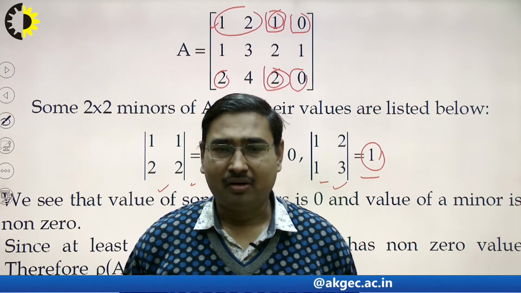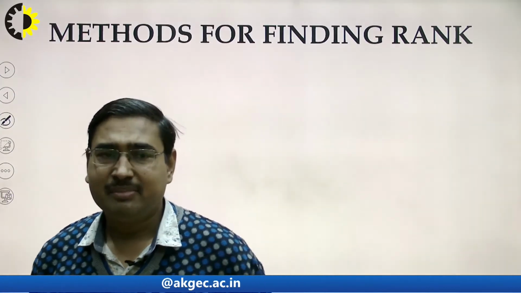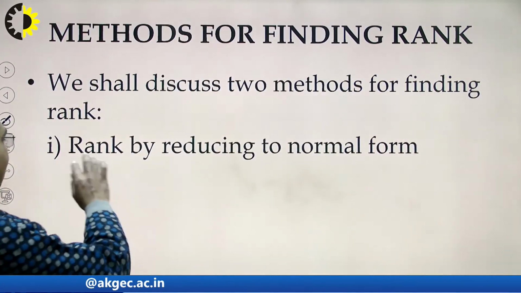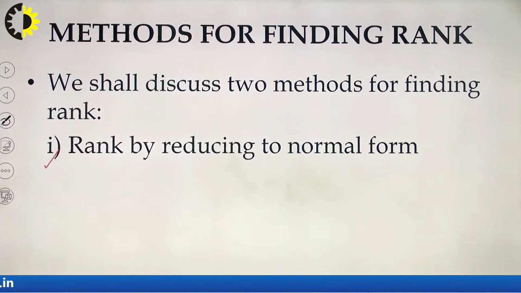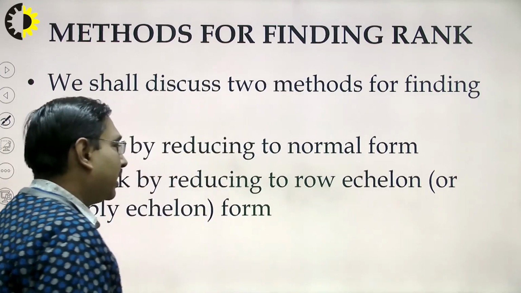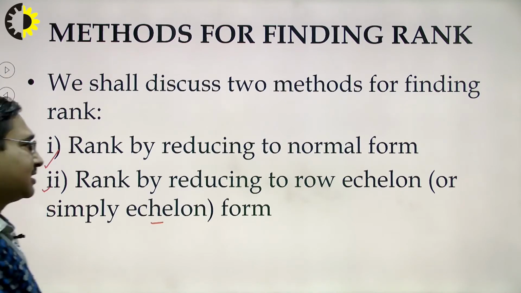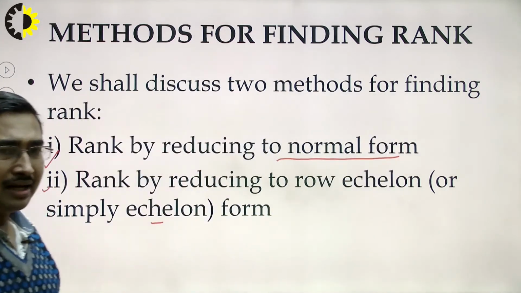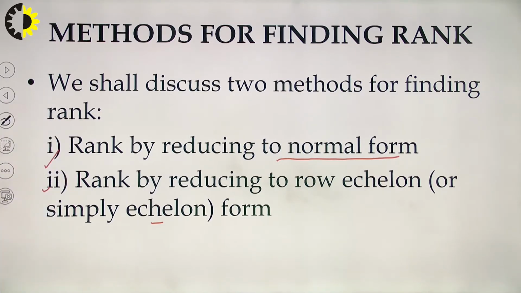So, some alternate methods are used to find the rank of a matrix, and these methods are rank by converting a matrix to normal form, and the next method which we will study is rank of a matrix by reducing to row echelon form, or simply echelon form. We shall discuss these two methods, which are commonly used to find the rank of a matrix. We shall first understand what normal form is, and then we will learn how to find the rank of a matrix with the help of this normal form method.